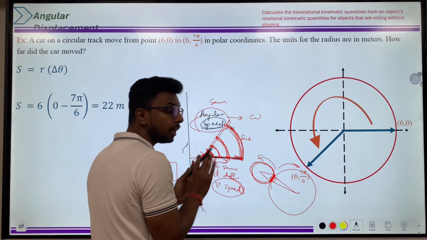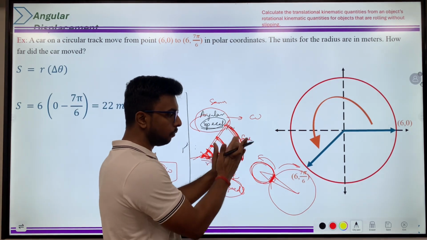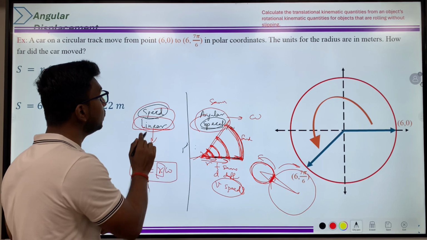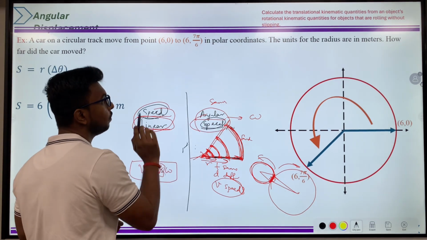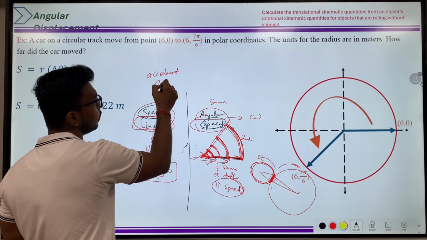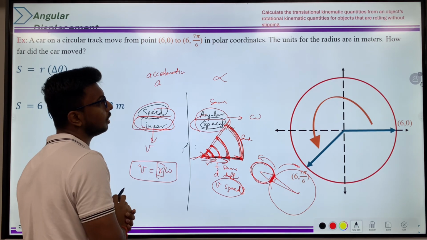So the angular speeds might be different for both of them, but the linear speeds are the same when they are attached to each other or moving against each other. Similar to speed and angular speed, we have acceleration. Acceleration is change in speed, which is a. When we talk about angular acceleration, that's alpha. We have discussed this in class multiple times.